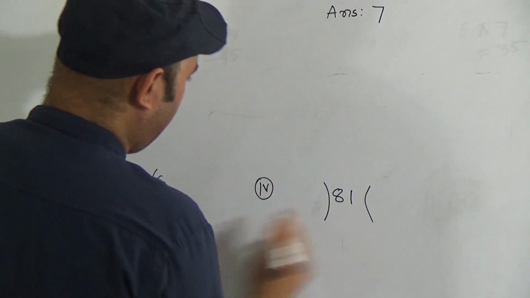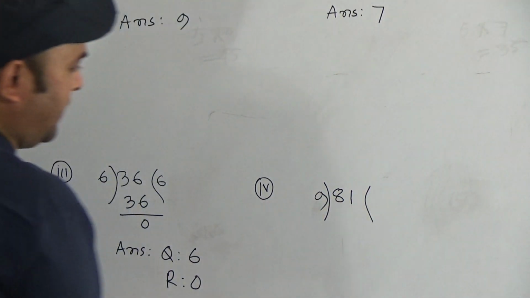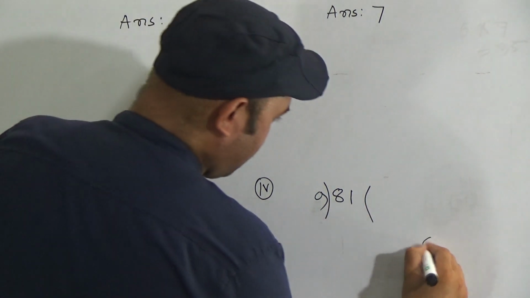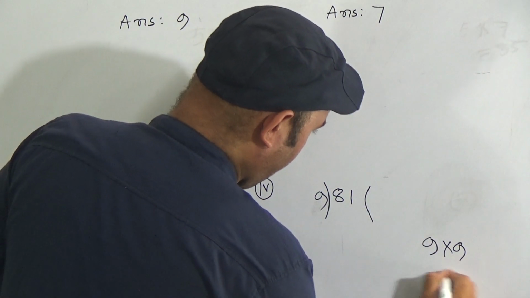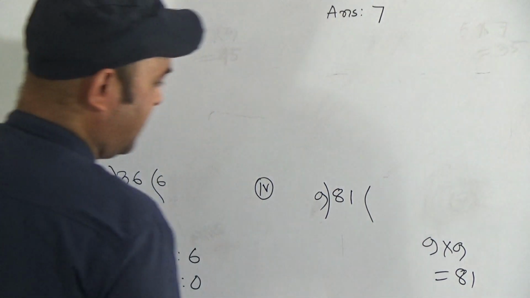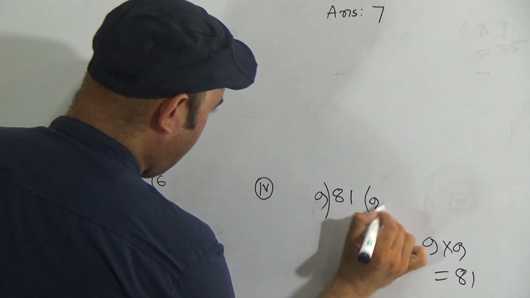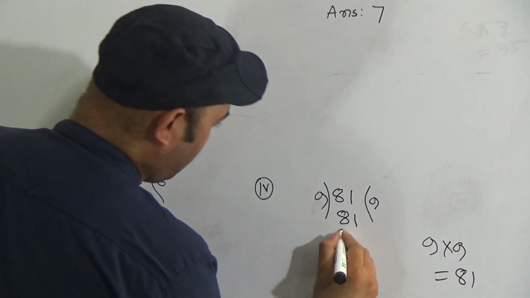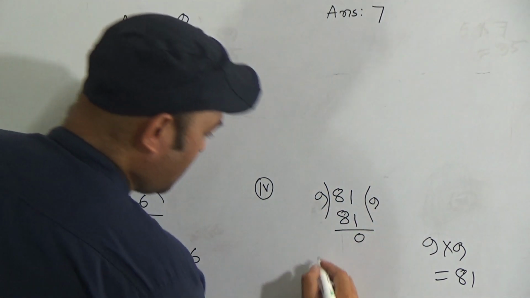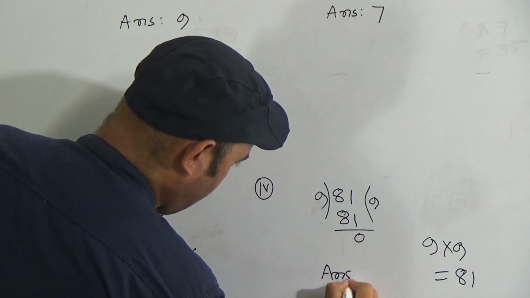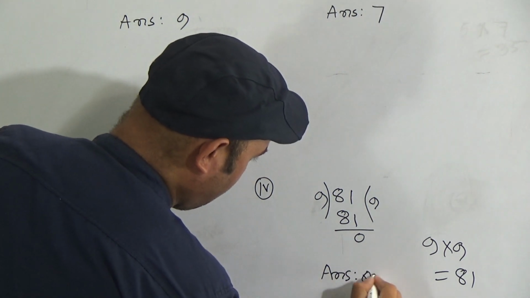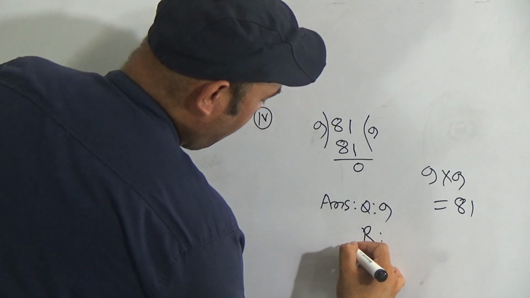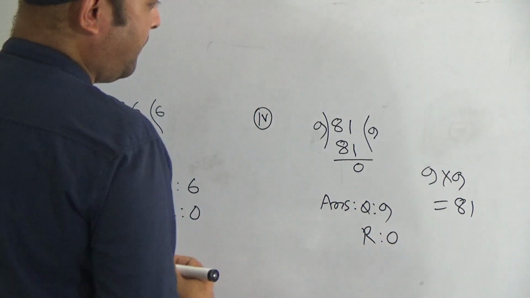81 divided by 9. Do you know the times table of 9? 9 nines are 81. So here it will be 9, and 9 nines are 81. Now subtract 81 from 81, it will be 0. So the answer will be quotient 9 and remainder 0.